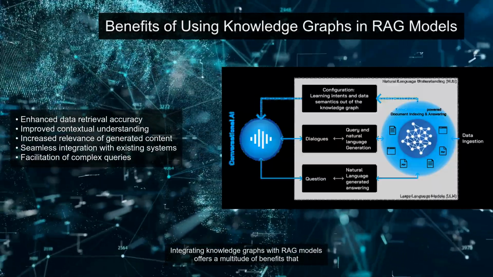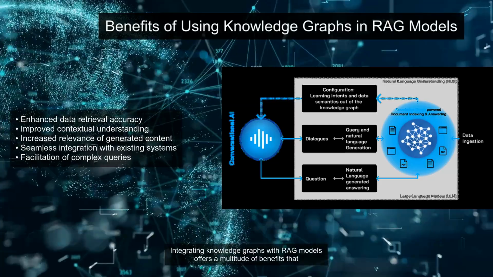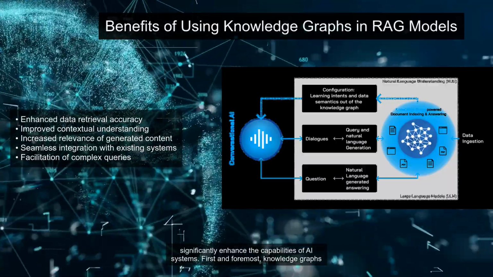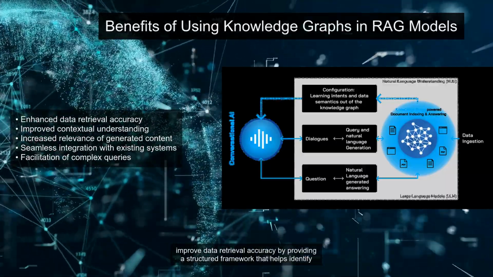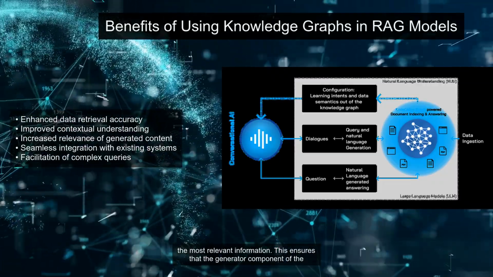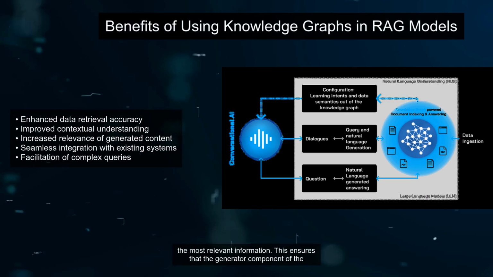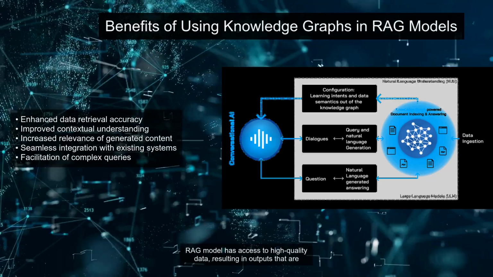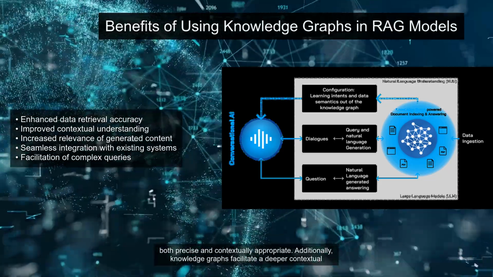Integrating knowledge graphs with RAG models offers a multitude of benefits that significantly enhance the capabilities of AI systems. First and foremost, knowledge graphs improve data retrieval accuracy by providing a structured framework that helps identify the most relevant information. This ensures that the generator component of the RAG model has access to high-quality data, resulting in outputs that are both precise and contextually appropriate.